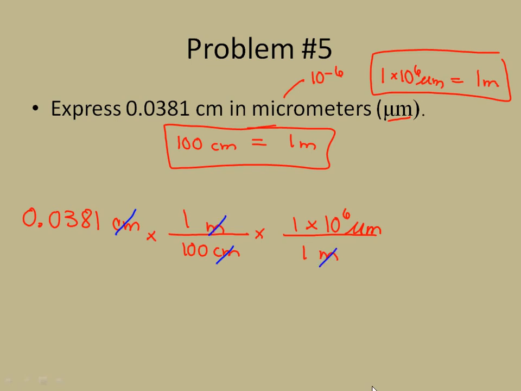Now if you do the math, 0.0381 divided by 100 times 10 to the 6th, you should end up with 381 micrometers. So check that out on your calculator, see if you can be successful.